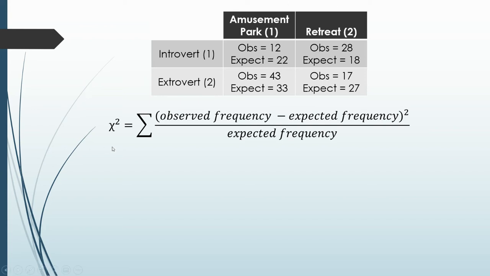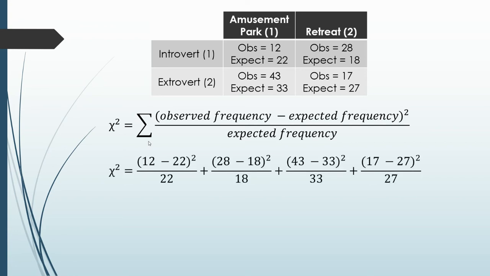All right, so first of all, this big sigma symbol here represents summation. So for each of these four cells, I'm going to take the observed frequency, subtract the expected frequency, square that value, and then divide it by the expected frequency. I'm going to do that for this cell, and this cell, and this cell, and this cell. And then this summation sign tells me that I'm going to add all of those together.